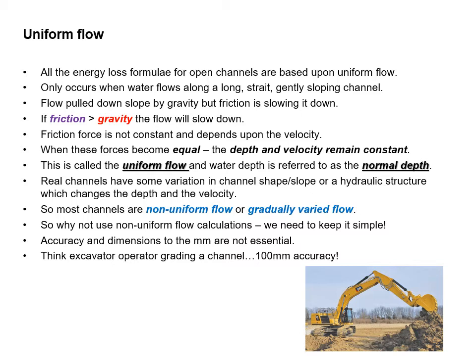So real channels have some variation in channel shape, slope, or hydraulic structure, which changes with the depth and the velocity. So most channels are non-uniform flow, or gradually varied flow. So why do we not use non-uniform flow calculations? Well, we need to keep things simple. The accuracy and dimensions to the millimetre are not essential. So if you think about what we're building, we're going to be using an excavator to grade a channel, so probably about 100 millimetre accuracy is going to be acceptable.